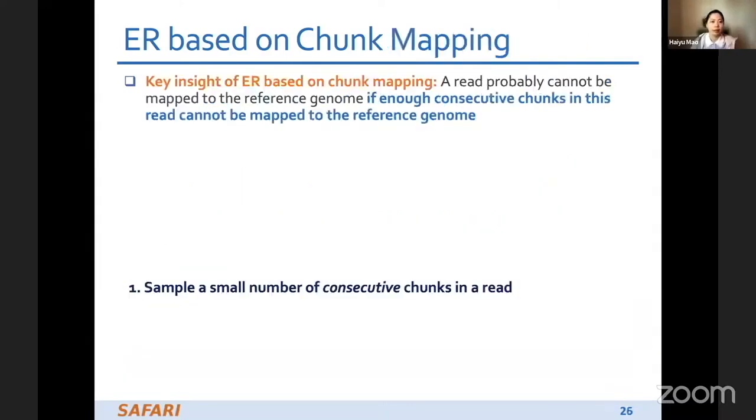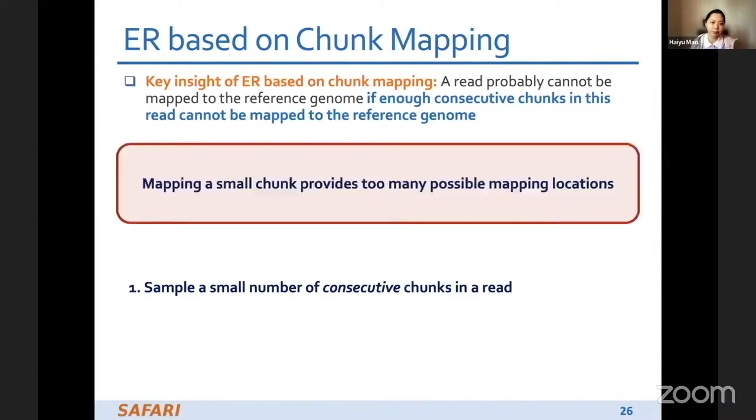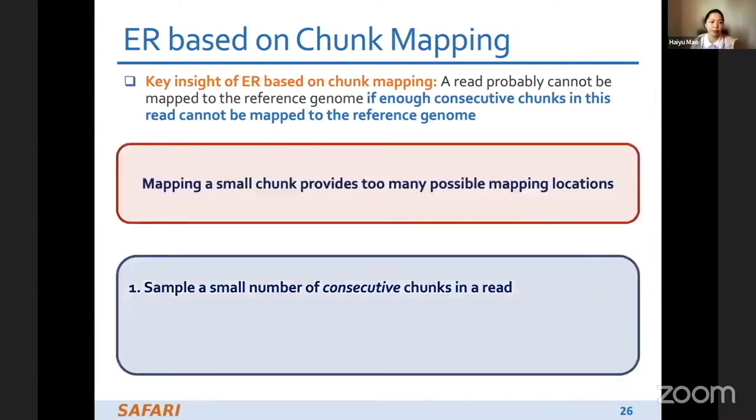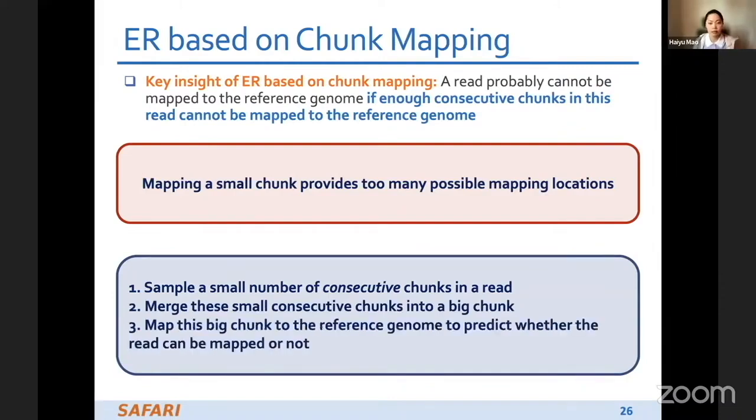For ER based on trunk mapping, we observe that mapping a small trunk provides too many possible mapping locations. So we sample a small number of consecutive trunks in a read, merge them into a bigger trunk, and map this trunk to the reference genome to predict whether the read can be mapped or not.